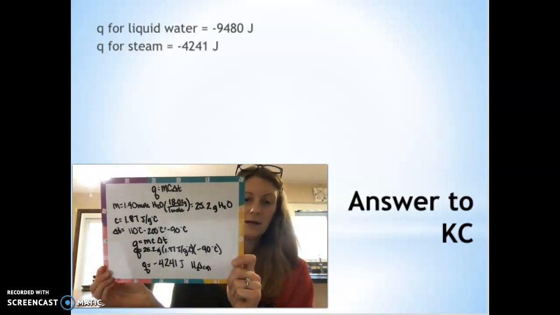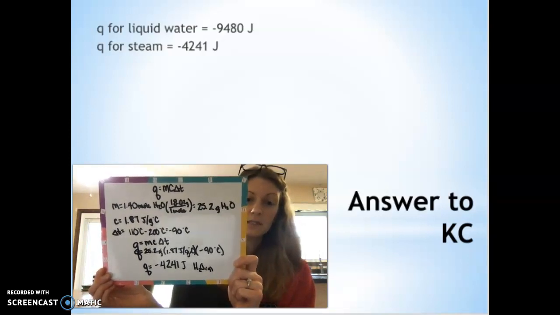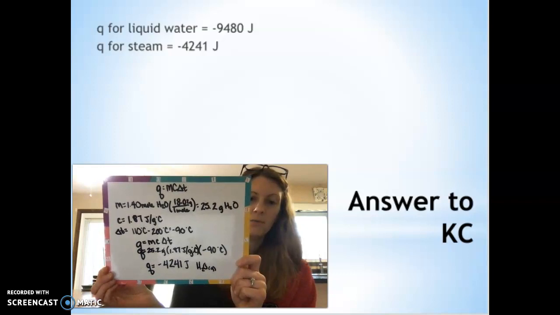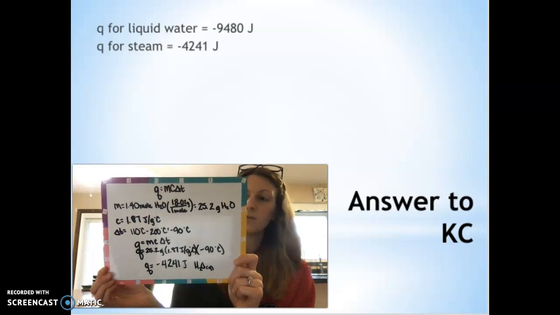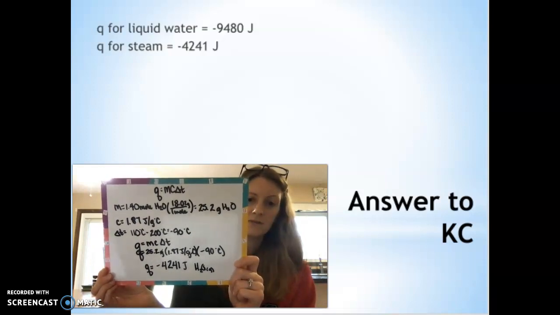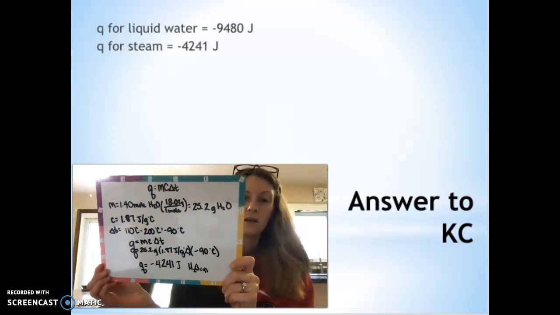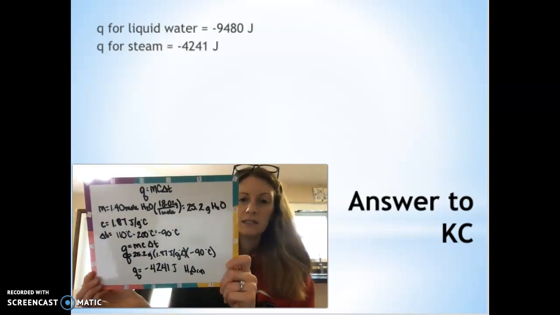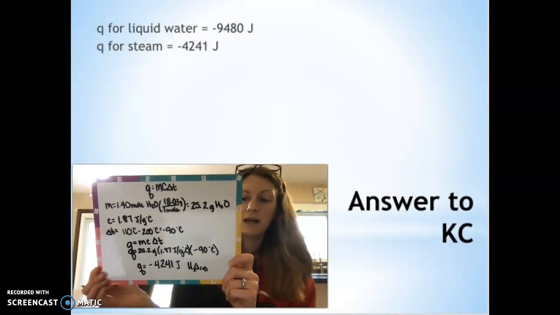And then we needed to compare that to it as a gas or steam. So we're trying to figure out our Q for steam. Same process, take your moles and convert it into grams in the exact same way we did before. So multiplying by molar mass to get 25.2. Our C was given to us, and that was 1.87. And then our delta T, same thing. We need to take final minus initial, so 110 minus 200 to get, again, negative 90.